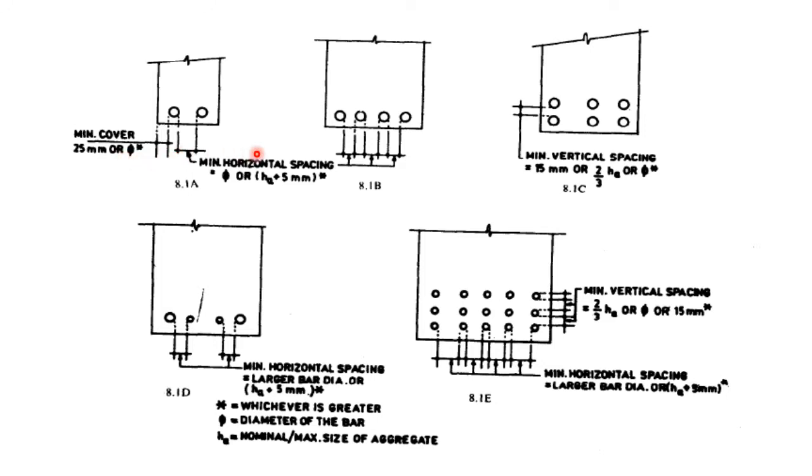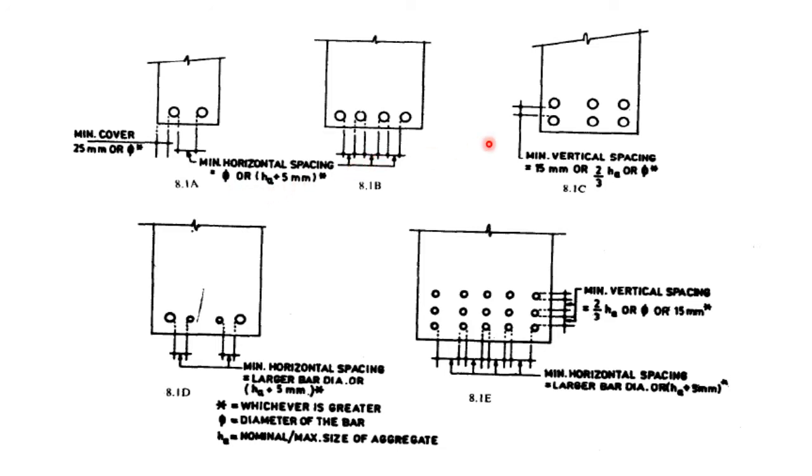Now, whenever you are placing the reinforcement one side by the other, you have to maintain a certain spacing. That is what we call the minimum horizontal spacing. This minimum horizontal spacing value is given by the diameter of the bar, or the nominal maximum size of the aggregate plus 5 mm, whichever is greater among these two. Out of these two, whichever gives you the higher value has to be considered.